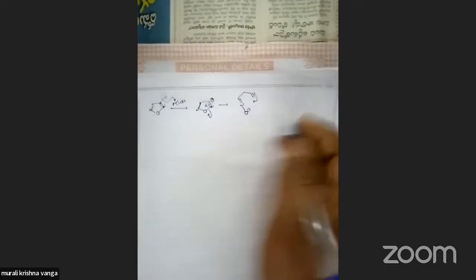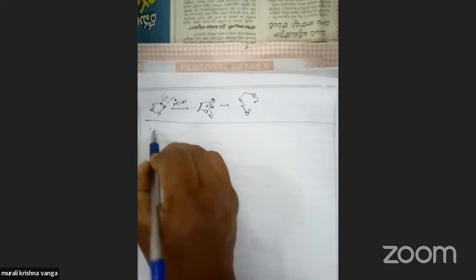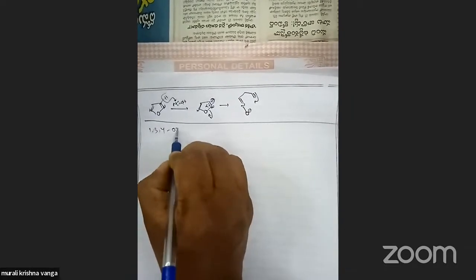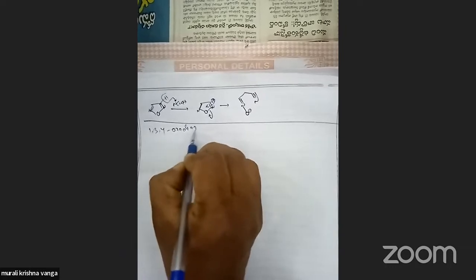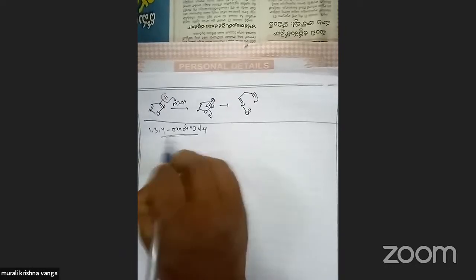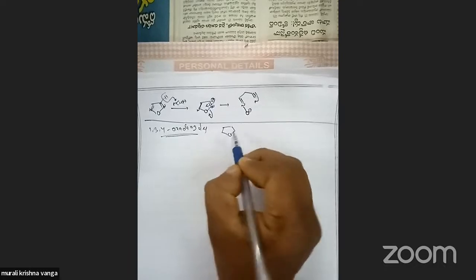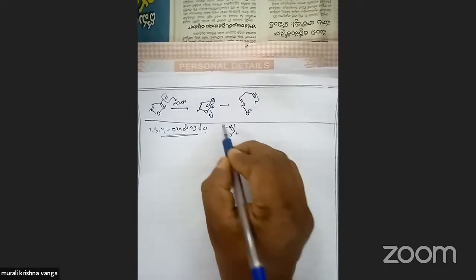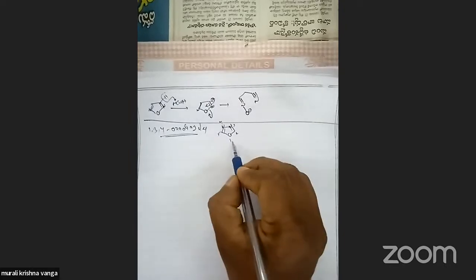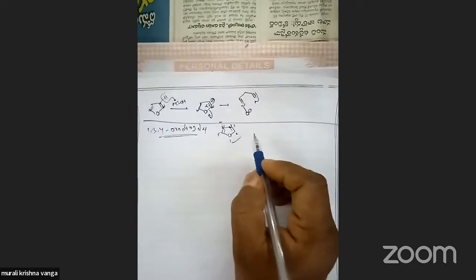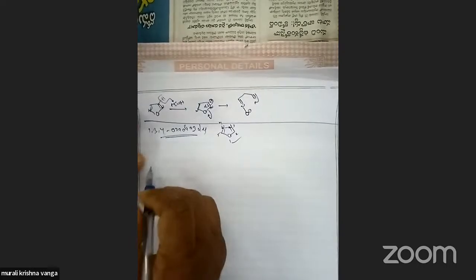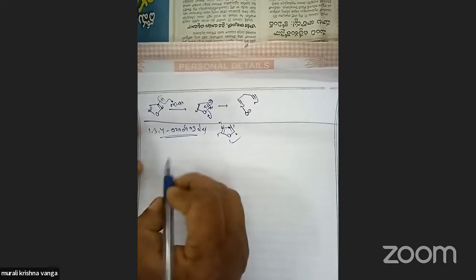Next one is 1,3,4-oxadiazole. Numbering 1, 2, 3, 4, 5. So the synthesis of this 1,3,4-oxadiazole is by reacting with benzaldehyde.